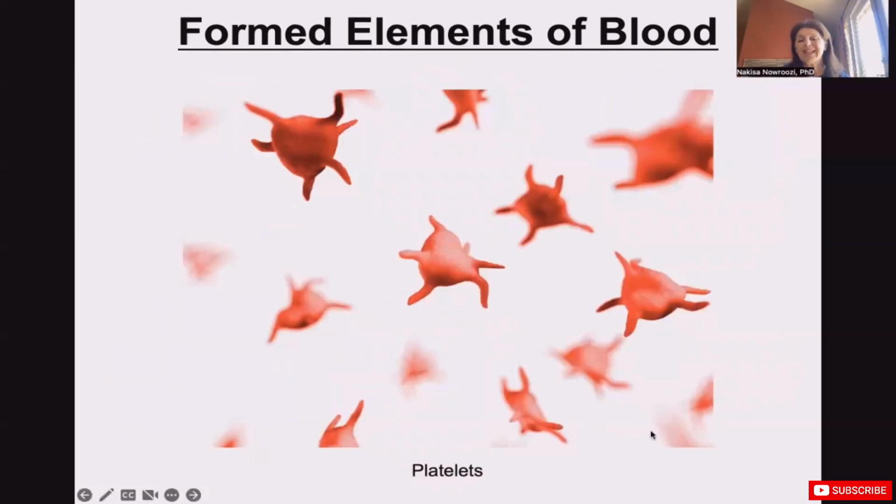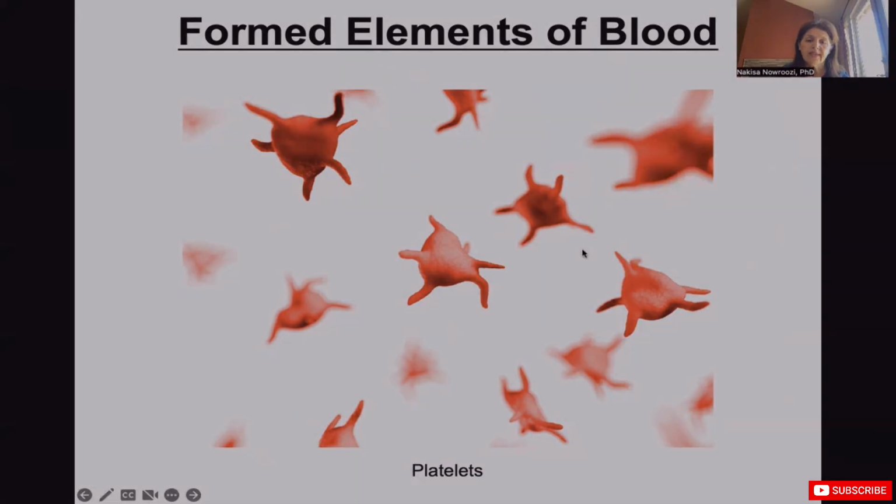Here it shows platelets. Platelets are really not cells, they are cell particles, and that's how they look.